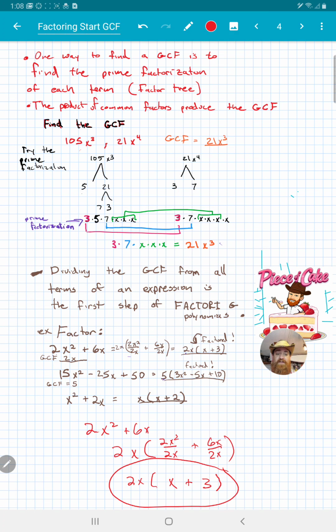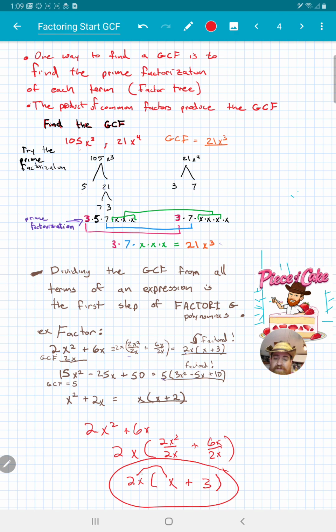Now you can always check these answers. All you have to do to check them is use Photomath. No, you don't use Photomath. Well, you can use Photomath to check them, but you can just distribute these things, and it should end up back at the original problem whenever you distribute. That's how you can check your answers. So 2x times x is 2x squared, which was the original first term. 2x times 3 is 6x, and that was the original second term. So it looks like we did that one correctly.